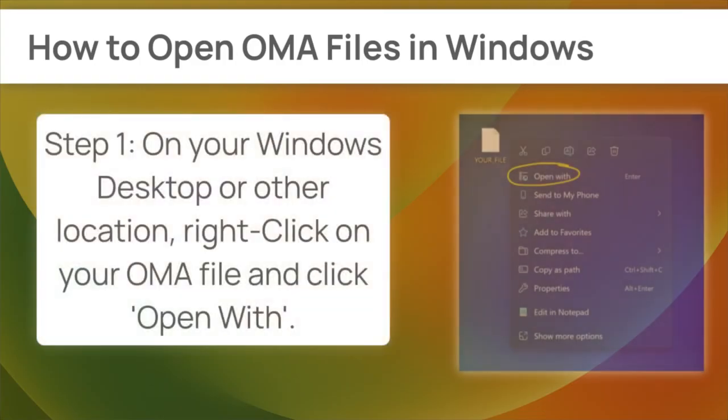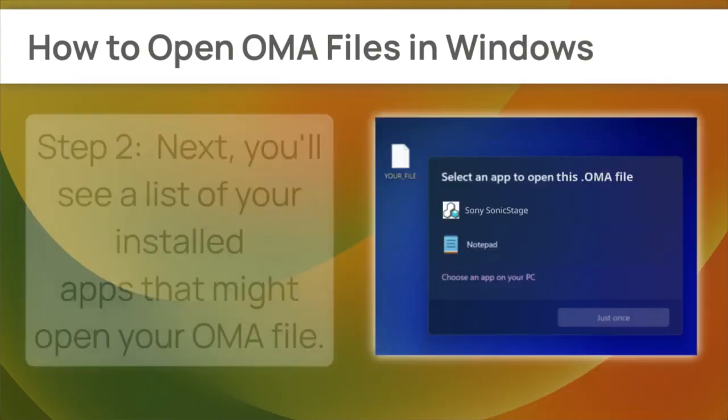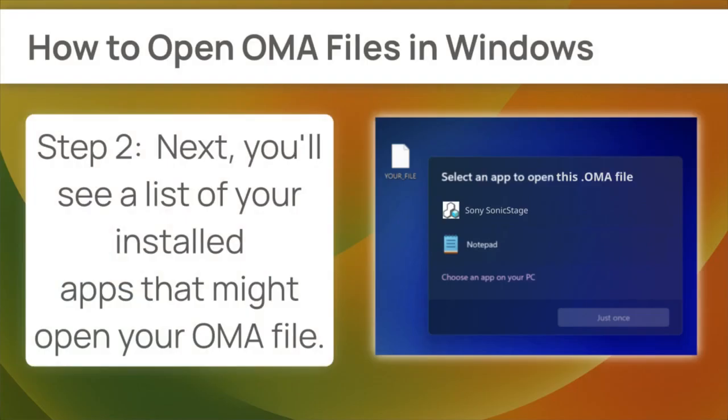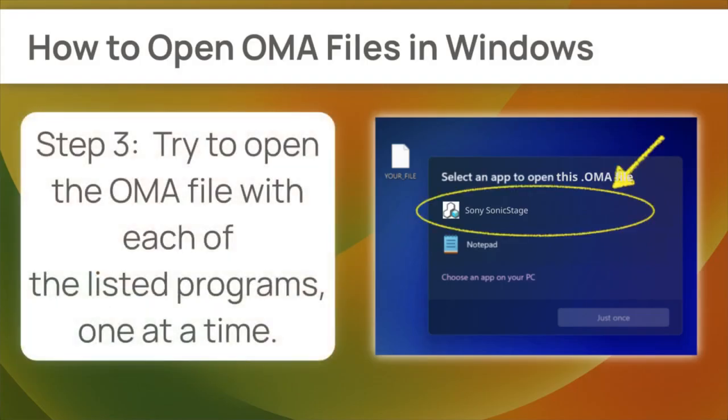Open the menu by right-clicking your OMA file and choosing Open with. Try Sony SonicStage first. If it's absent, select another program. This trial and error process is crucial for troubleshooting.